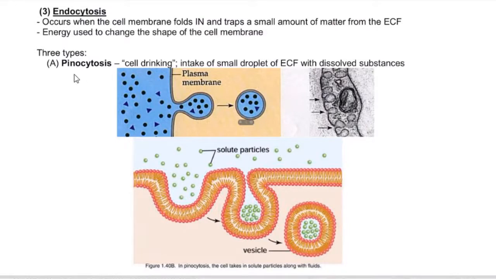Endocytosis, specifically pinocytosis, is the small dissolved substances, and this is an actual electron micrograph of what it really does look like. You actually see these little vesicles forming and moving into the cell.